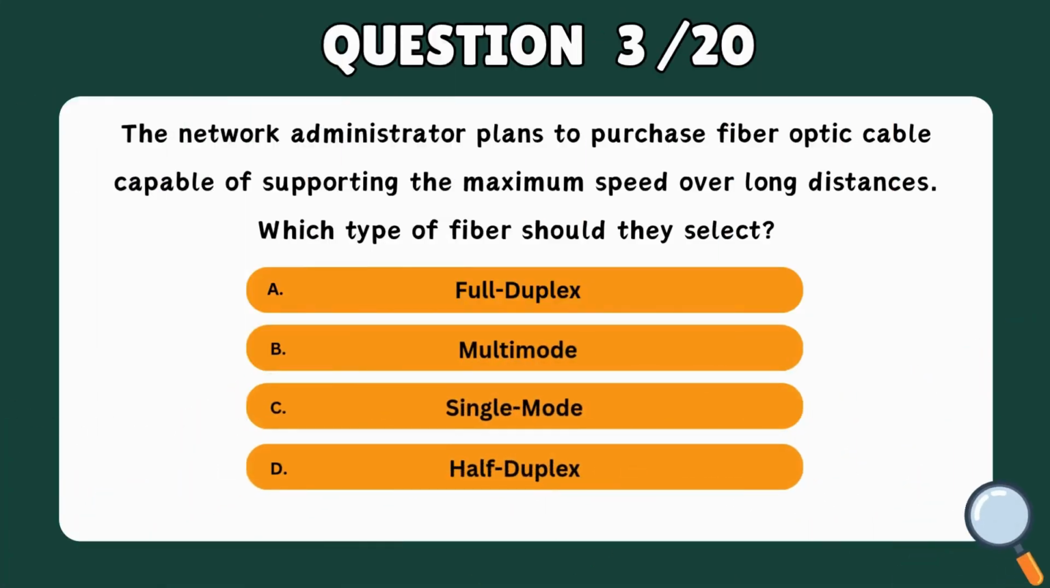Question 3. The network administrator plans to purchase fiber optic cable capable of supporting the maximum speed over long distances. Which type of fiber should they select? A. Full duplex. B. Multi-mode. C. Single mode. D. Half duplex. Correct answer: C. Single mode.